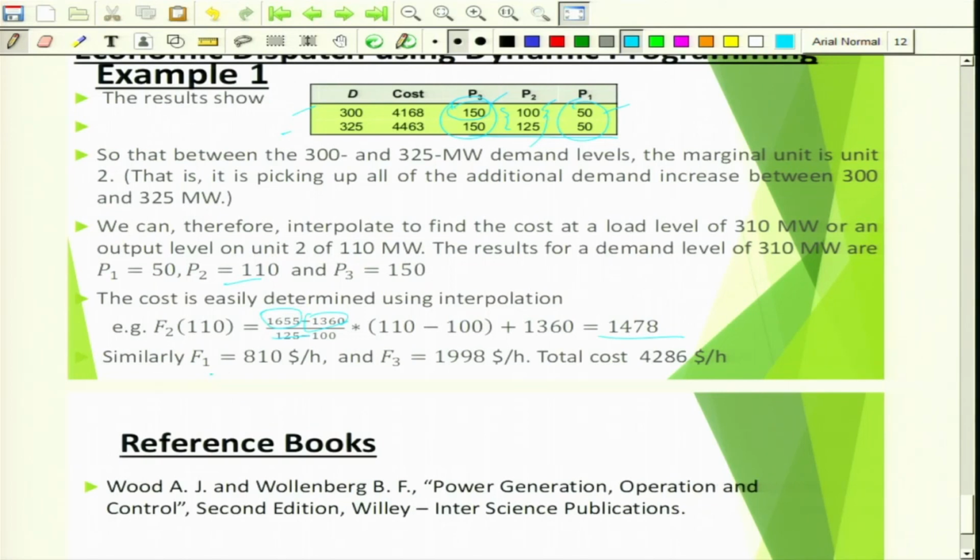So you have total cost of generator 1 for 50 megawatt, which is 810, and for generator 3 which is operating at 150 megawatt, you have this cost. So you just have to add these three to get the total cost of operation, which is $4286 per hour. For this specific load, the combination of generators 1, 2 and 3 will give you the best cost, which is $4286 per hour.